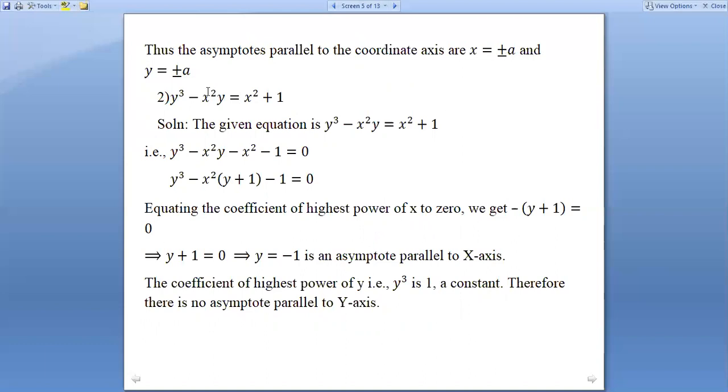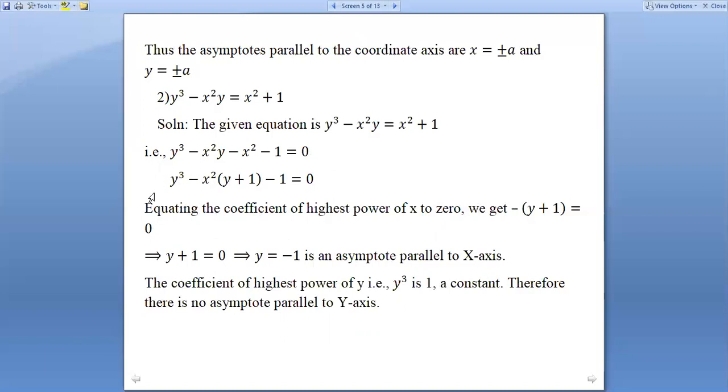Similarly, let us look at the second problem. We have this equation. The given equation is this, and I bring all the terms to one side so I can equate it to 0. Writing it like this and equating the coefficient of the highest power of x to 0, the coefficient of the highest power of x is nothing but x square. So the coefficient of that will be minus of y plus 1 is equal to 0, or y is equal to minus 1 is an asymptote parallel to the x-axis.